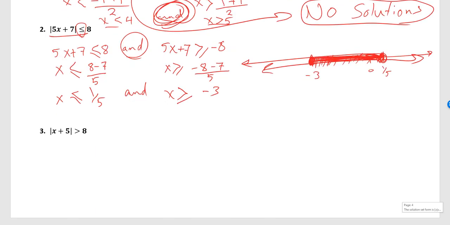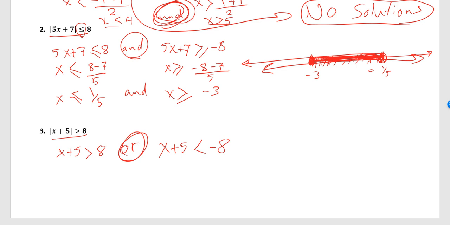Moving on to the last example, we have x plus 5, absolute value of which is greater than 8. So we write our two expressions, but with the OR operand, which is the union of both of them on the number line. And then x plus 5 is less than minus 8. Okay, so greater than 8, less than minus 8.